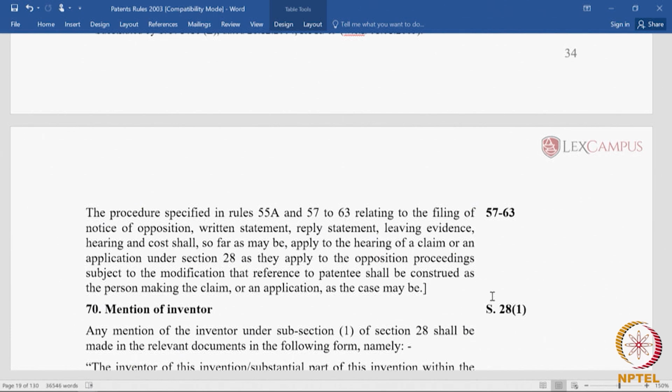So, these modifications, that is what it says, subject to modification, that reference to patentee shall be construed as a person making the claim or application, as the case may be. So, subject to modifications, these provisions will apply.